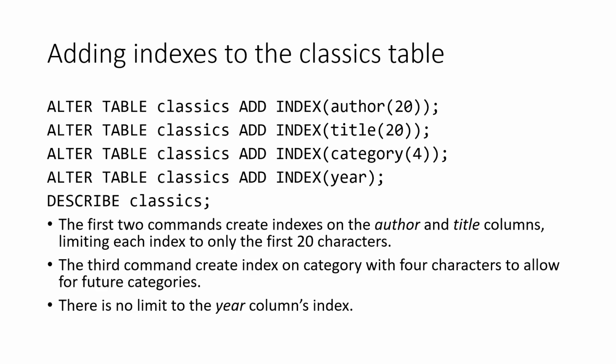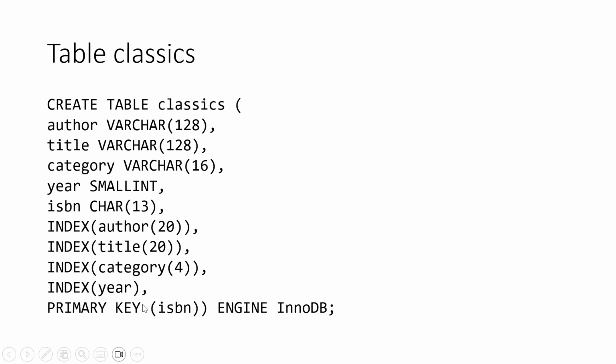So here is how we may actually create indexes. We can use indexing on authors, titles, categories, and years. And then when you say describe, you will see it's indexed. So you can see now the final updated file where we create the table classics with author, title, category, and year. And we have used ISBN as a char 13, and defined several attributes as indexes.